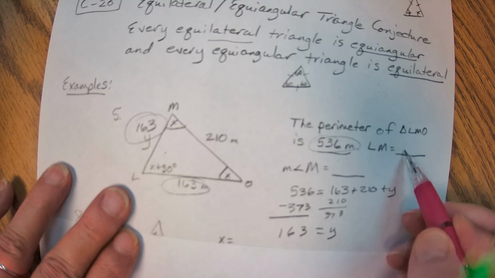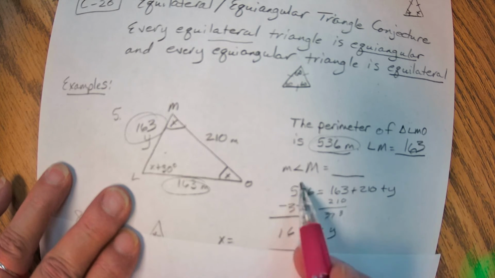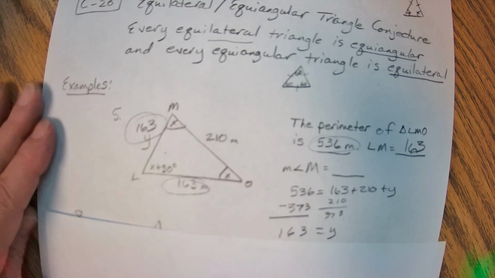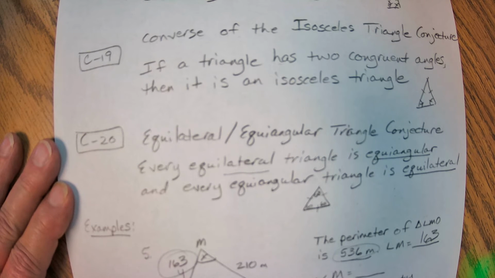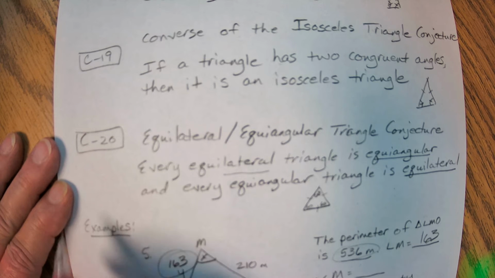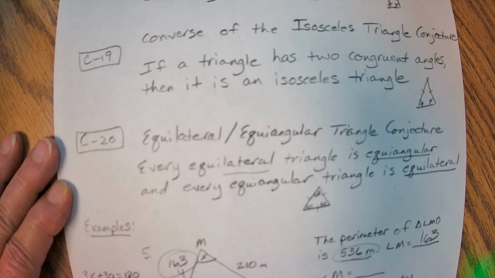So, let's see, LM is, let's fill this in. But now I want to know what angle M is. So I know that x plus x, well, let's do it this way. x plus x plus x is 3x plus 30 has to equal 180. Subtract 30 from both sides. Divide by 3, so x has to equal 50 degrees.